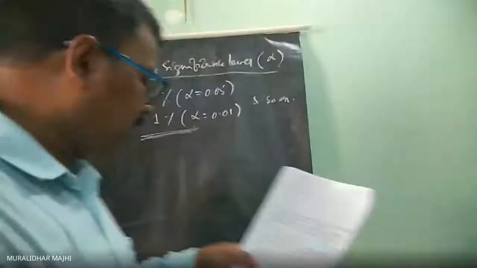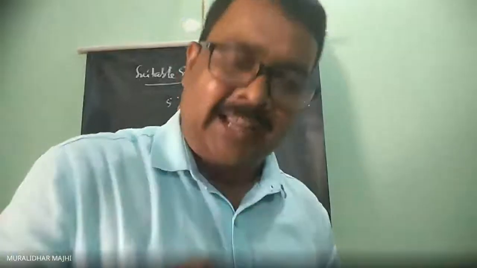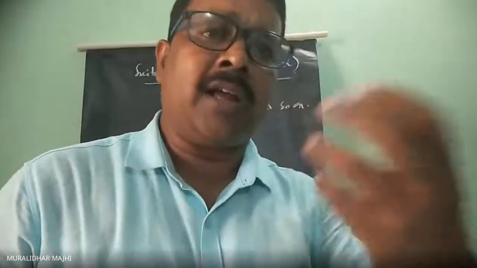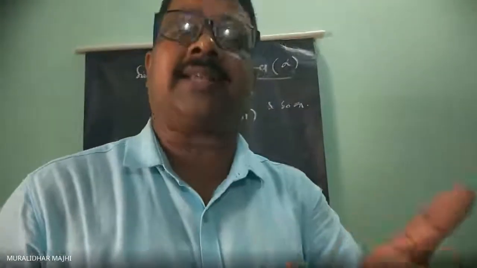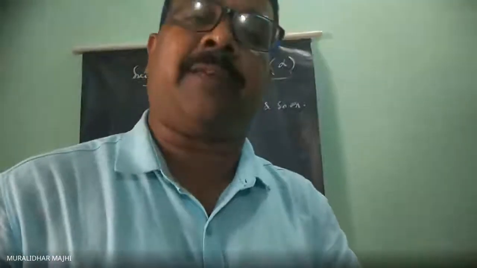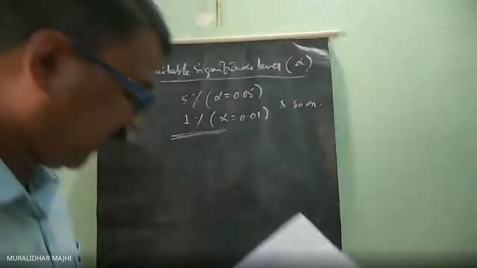Okay, what I told you, the level of significance is fixed before applying the test. Generally, in social science, we go for 5%, 1%, and maximum 10%. But in physical sciences like physics, chemistry, or in engineering, the level of significance is 1%. Okay, dear students? So this is how we can say about the significance level.